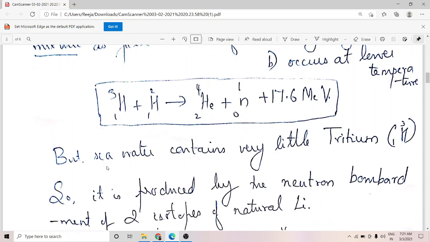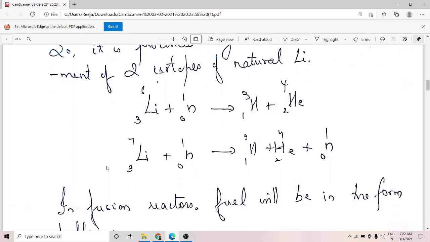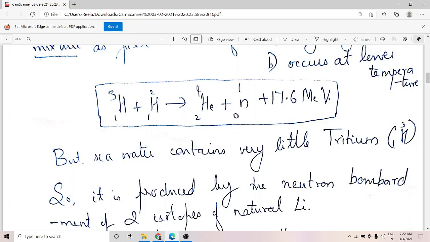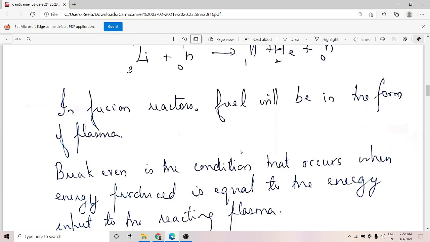So from where can we get tritium? It is produced by neutron bombardment of two isotopes of lithium. That is, lithium 36 when bombarded with a neutron gives H13 tritium plus helium. And lithium 37, an isotope, when bombarded with a neutron gives H13 again, tritium, plus helium plus a neutron. So that is the source of tritium. And tritium plus deuterium gives helium plus neutron plus 17.6 MeV of energy. So, a deuterium-tritium mixture is used as fuel in the fusion reactors.